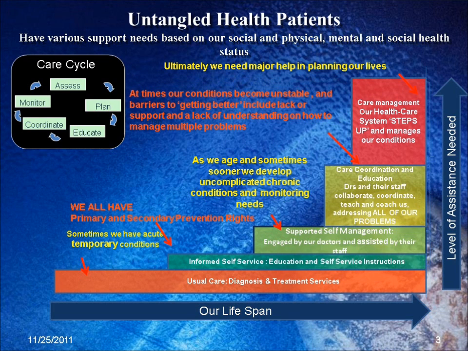This graphic is the Untangled Health illustration of your care cycle, which includes assessing and planning, educating, coordinating, and monitoring the patient and family, and the various levels of assistance that an individual requires as they age. You'll notice that it includes usual care, self-services, supported self-management, care coordination, and case management, requiring more and more people to assist the patient with their activities of daily living as they become progressively debilitated. If you take the entire graph and shift it to the left, it models essentially what you would see in a pediatric case where a pre-adolescent child develops diabetes or asthma.